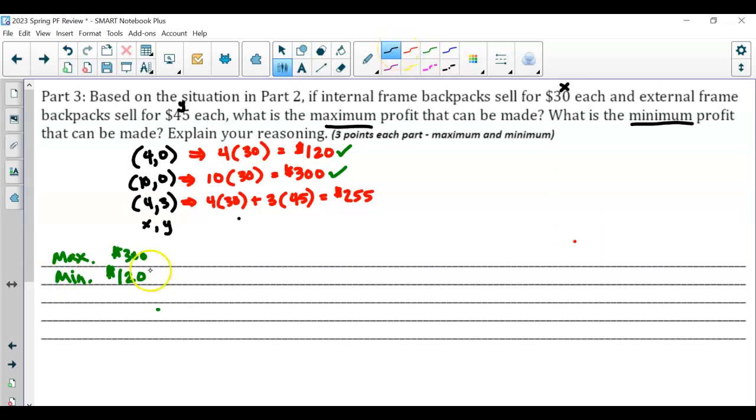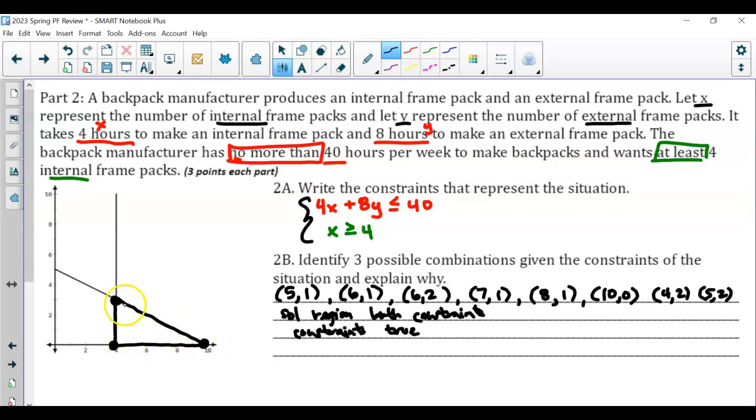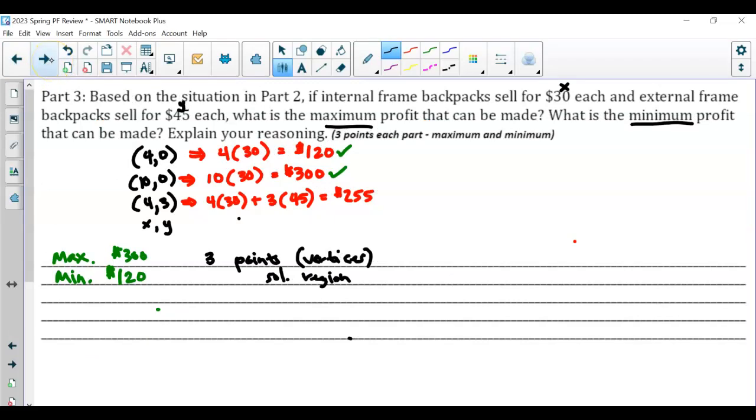So now that we've gotten that maximum and minimum profit, we need to explain the reasoning. So again, how did we get this? Well, we used these 3 points, but don't just say we used the 3 points. What are these 3 points that we used called? The vertices. So notice how we had to take the vertices of the solution region because those are the furthest out to figure out maximum and minimum. Then we use the values to substitute and solve.